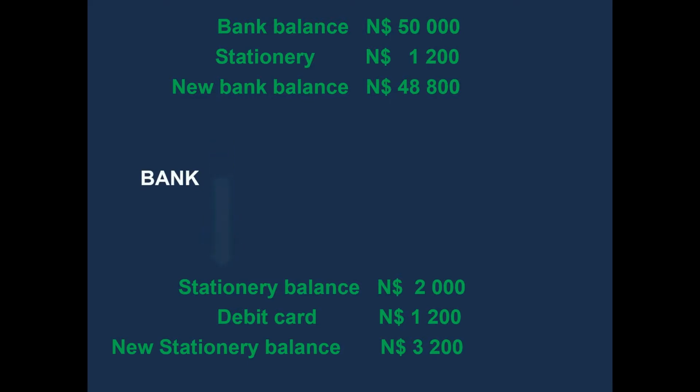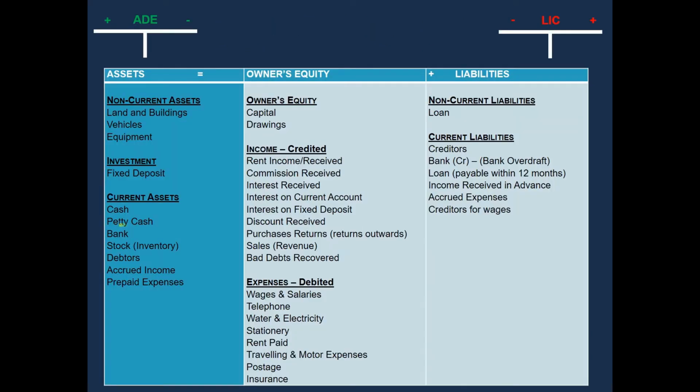And as we can see, our bank moved from 50,000 to 48,800 Namibian dollars. That means that our bank balance decreased, and our stationery moved from 2,000 Namibian dollars to 3,200 Namibian dollars. So our stationery increased. So our bank is an asset, and our asset decreased, so we will enter that on the credit side. And our stationery is an expense, and our expense increased, so we would enter that on the debit side.